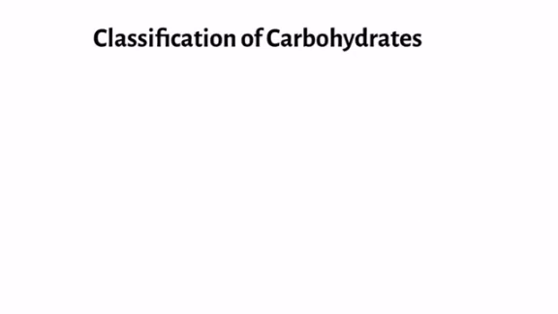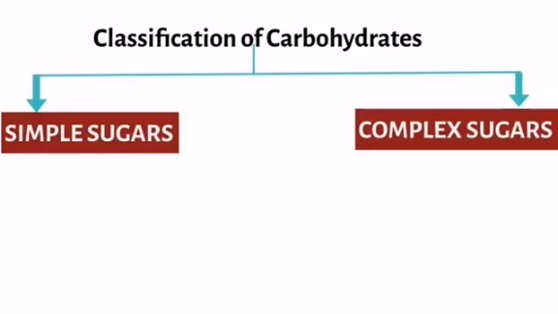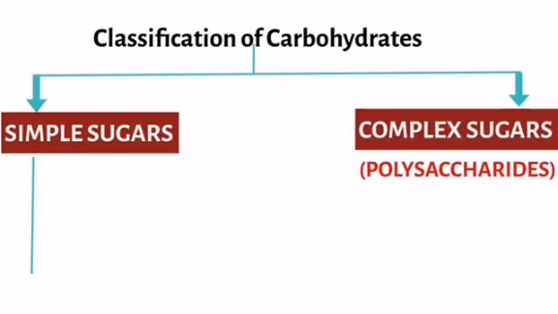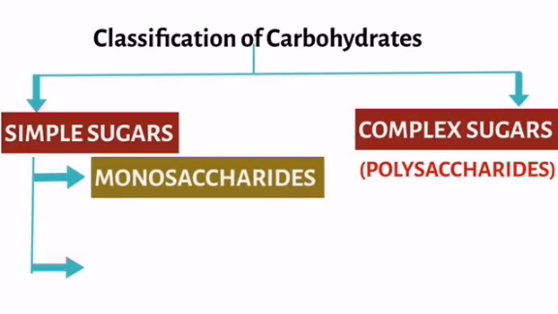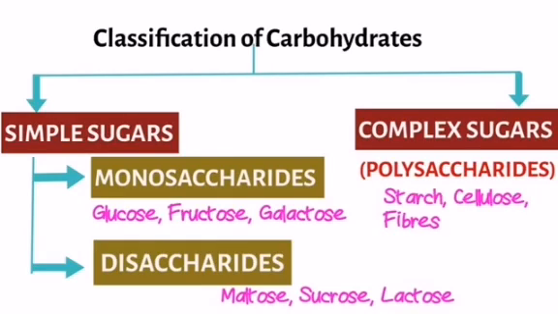Classification of carbohydrates. Carbohydrates are classified as simple sugars and complex sugars. Simple sugars are further classified into monosaccharides and disaccharides. Glucose, fructose, and galactose are one-sugar molecules. Sugars like maltose, sucrose, and lactose are included under disaccharides. Polysaccharides contain starch, cellulose, and fibers.